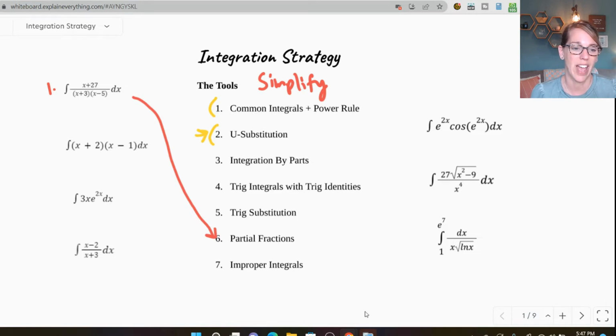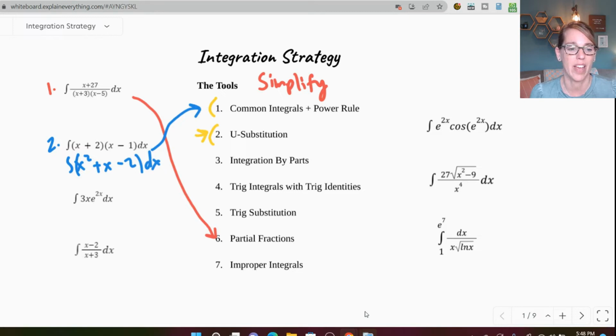Okay, let's go ahead and take a look at number 2. So in number 2 here, I've got x plus 2, x minus 1. Now I do have a product, which would maybe be an integration by parts, but remember you're thinking, can you simplify this? Yeah, of course, I can just FOIL this out, and I get x squared in my integrand plus 2x minus x, so plus x minus 2, which becomes a really nice power rule. So this one's going to go up here to number 1.